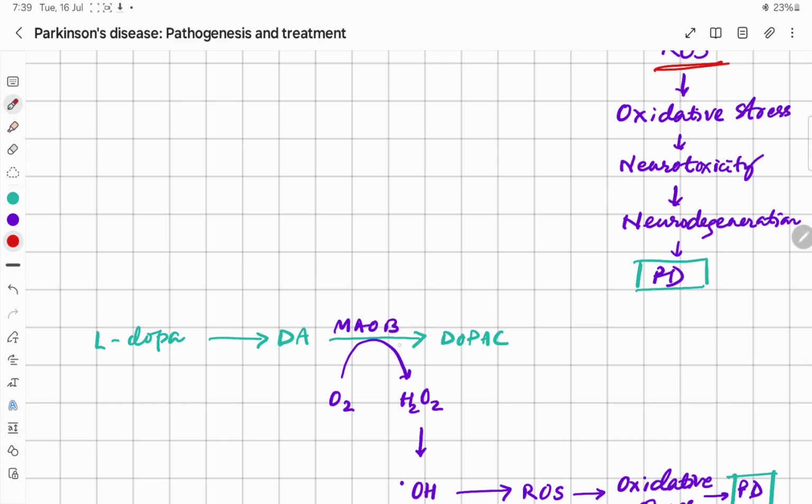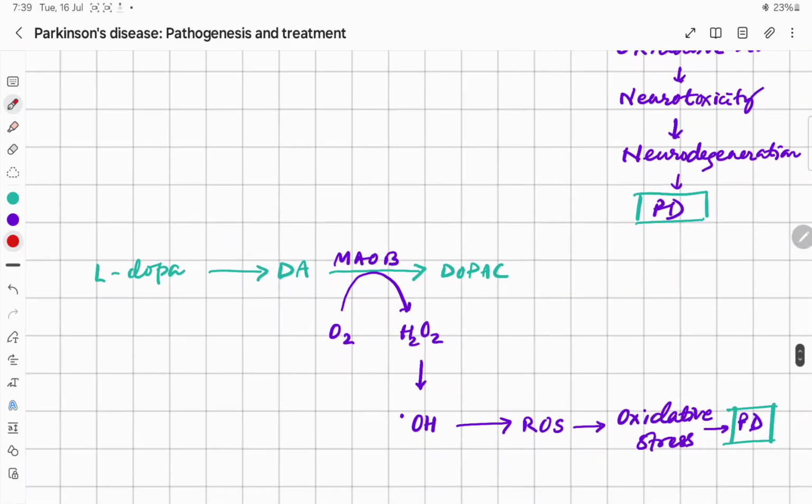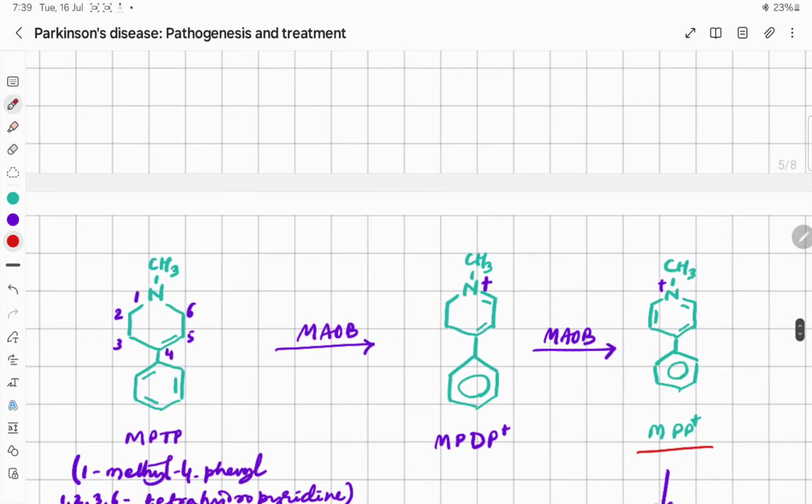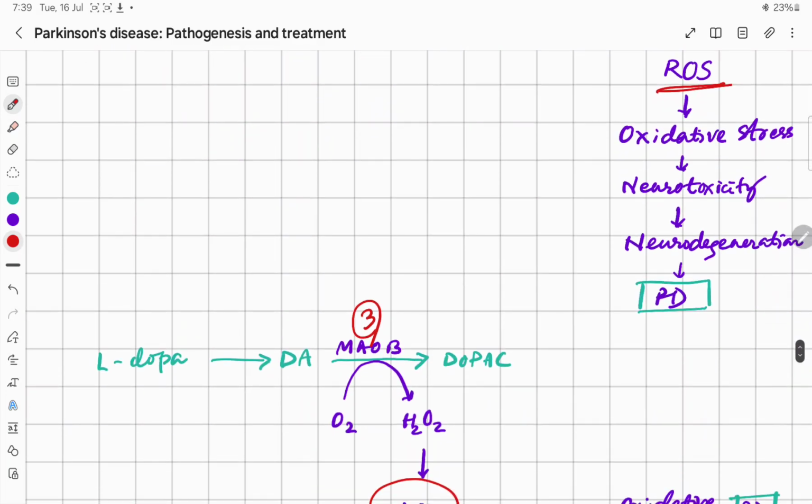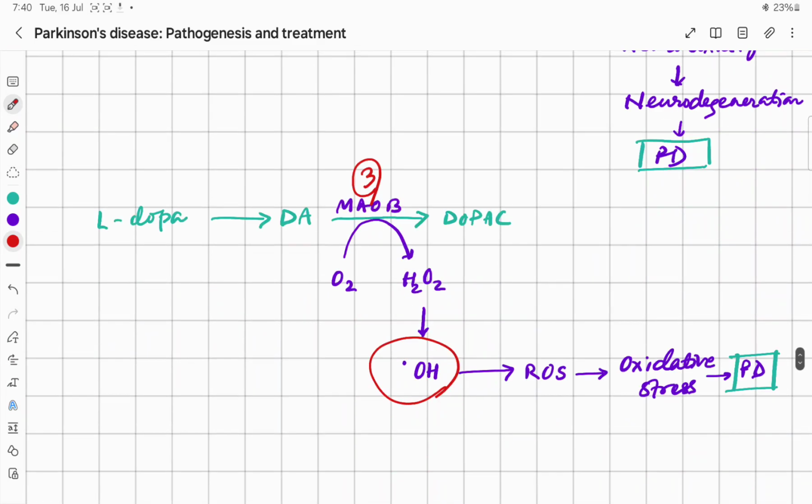MAO-B, during the conversion of dopamine to DOPAC, also generates hydroxyl free radicals, reactive oxygen species, oxidative stress, and Parkinson's disease. So MAO-B we have already discussed. Number 3, MAO-B inhibitors can be targeted so that they can decrease the oxidative stress induced neurodegeneration.